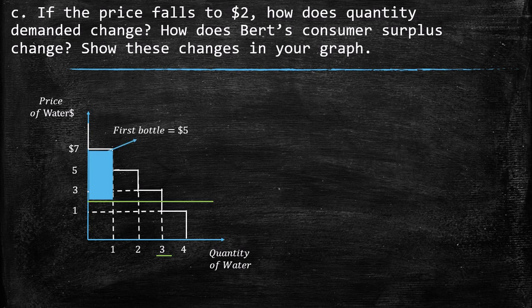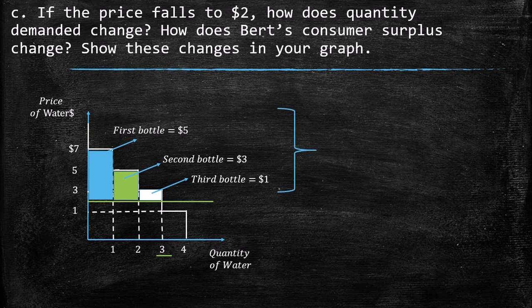The first bottle gives a consumer surplus of 5, because Bert will pay even $7, but actually has to pay just $2. For the second bottle, Bert will pay even $5, but will pay $2, so it's $3 of consumer surplus. For the third bottle, Bert will pay even $3, but instead will pay $2, so it's 1 of consumer surplus. When we add these up, the consumer surplus is not 4; that is wrong. It's 5 plus 3 plus 1, which is 9.